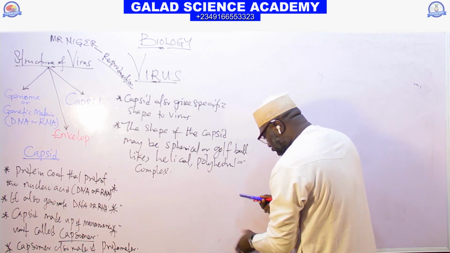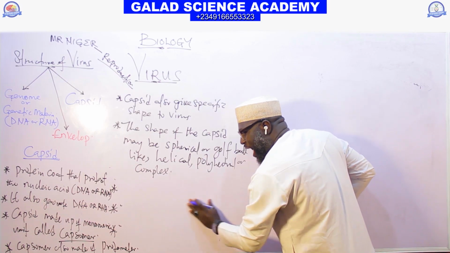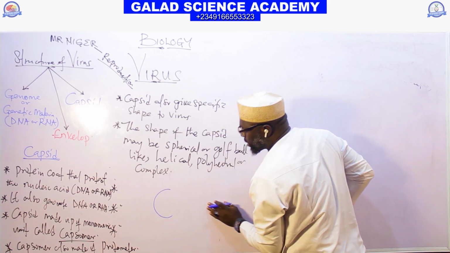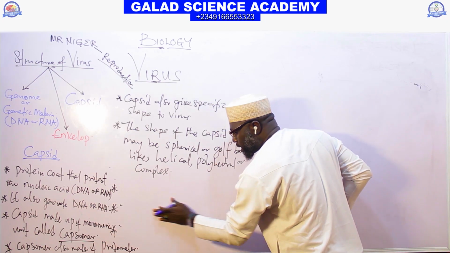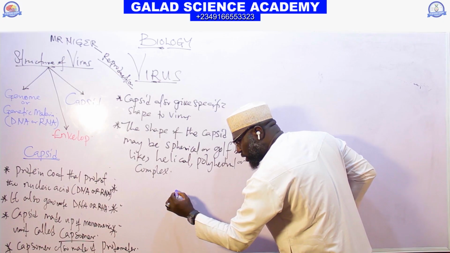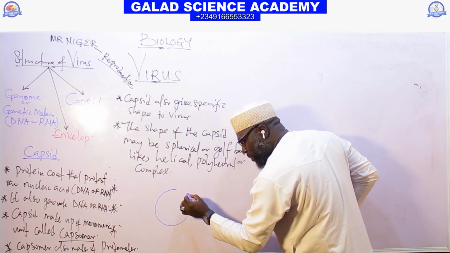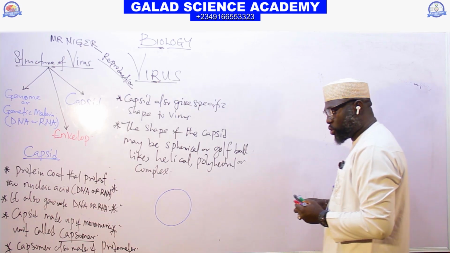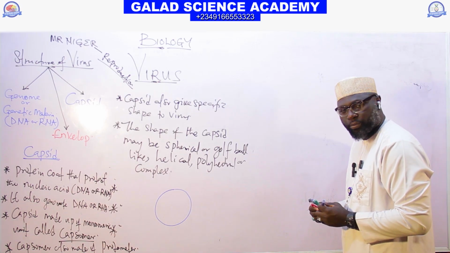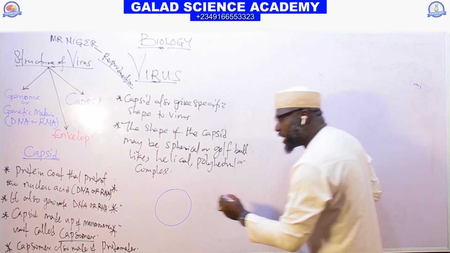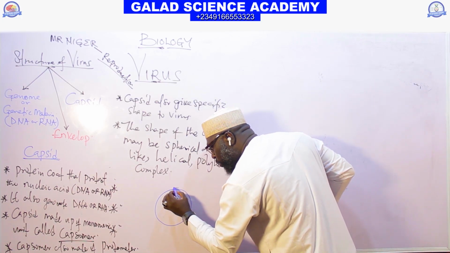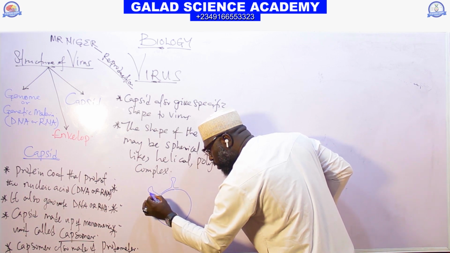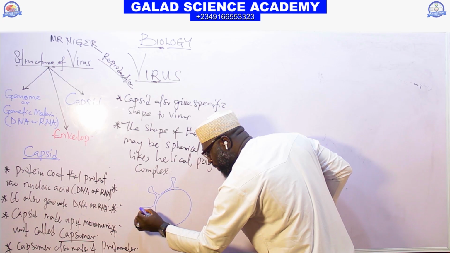If we are talking of the spherical shape of virus, we can have virus in this form. Hope this is big. Then we can have virus in this form. This is the virus in a spherical form. And if we have virus in this spherical form, it will be in this form.